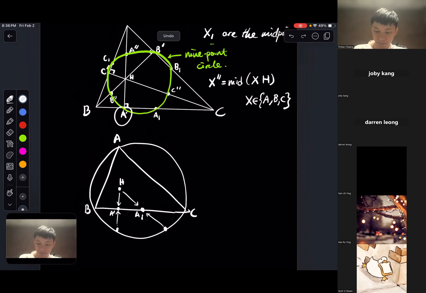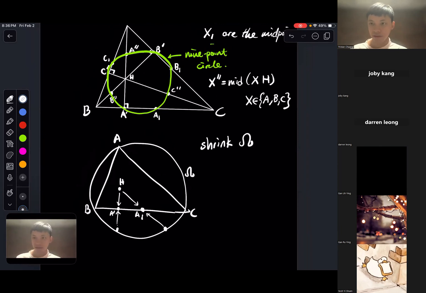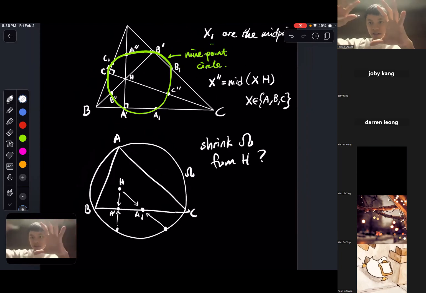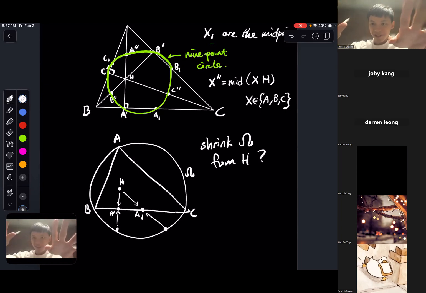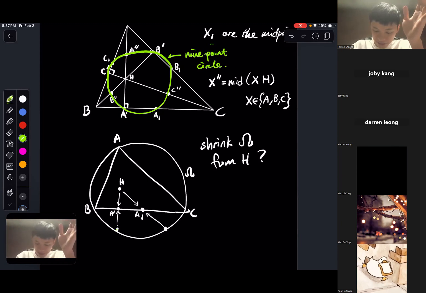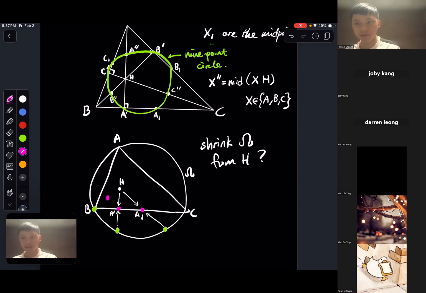One here, one here. Now, what happens if I shrink the circumcircle from H? Right. So imagine I fix H and I shrink the entire plane from H with a scale of 1/2. Exactly, yes. With a scale of 1/2. So what does that transformation send? It will send all these 3 points to the 3 points that we kind of see in the 9 point circle.